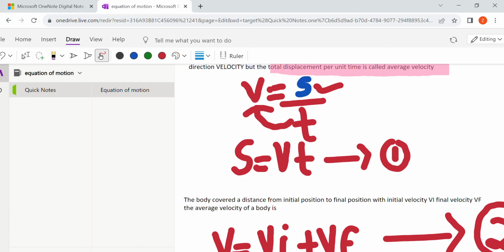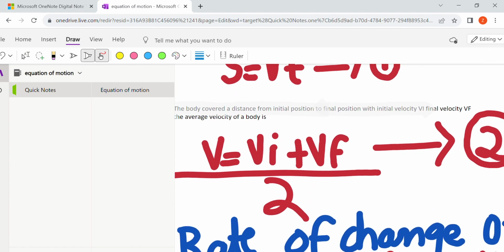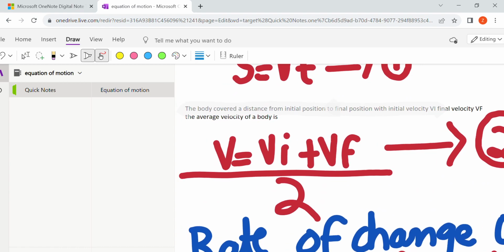The body covers distance from the initial position to final position with the velocity. Initial position, understand? Initial position to final position, right? This is initial position and this is final position, with the initial velocity and final velocity to the average velocity. How will we write that? This is just a statement. It means we have a body with the initial velocity to final velocity.